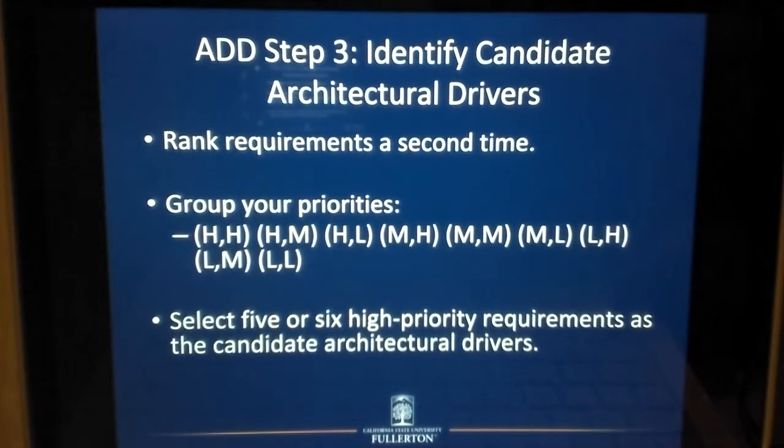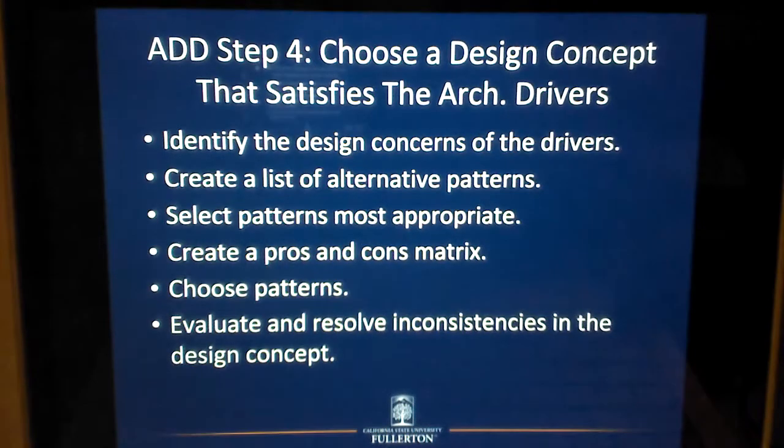Step 3 involves selecting 5 or 6 high priority requirements as the candidate architectural drivers. In order to do so, a second ranking of the requirements is done according to their impact on the architecture. For instance, for an initial ranking of high, medium, and low, the second grouping will look like this on the slide. A ranking of HH is high in priority for both the stakeholders and the impact on the architecture. This ranking results in the selection of the candidate architectural drivers. However, the ranking could be changed as further analysis of the system takes place.